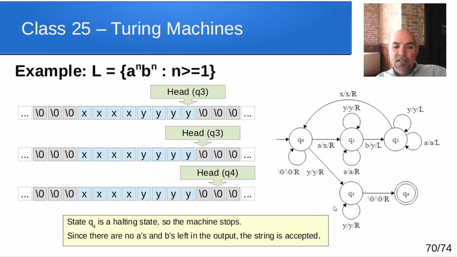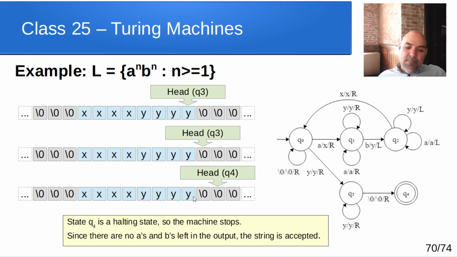We've hit this halt state. So state Q4 is defined as a halting state, so the machine stops. And since we look at the tape and there are no A's left and no B's left, the string gets accepted.